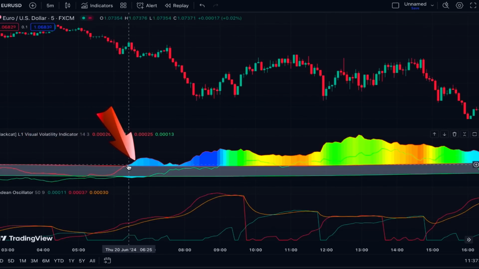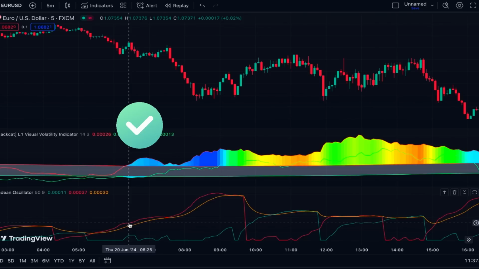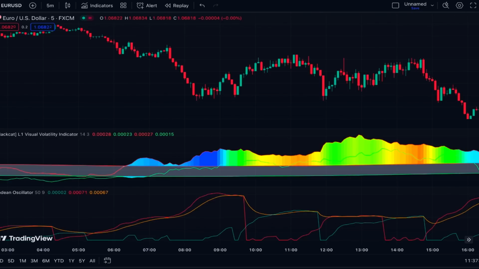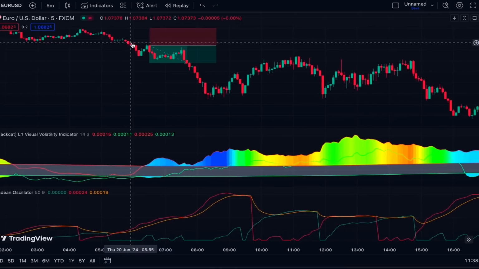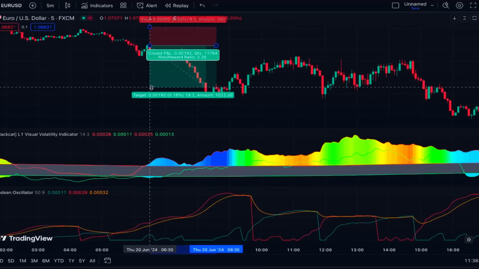When we have a signal of increased volatility from this indicator, which happens after a period of low volatility, then we check Andean Oscillator. The red line or green line should be above the orange line. In this case, you can see that the red line is above the orange line. So a sell signal here is confirmed and we can enter a short position at this point when this new candle is opened. The stop loss above the previous swing high and profit target at 1.5 risk to reward ratio.